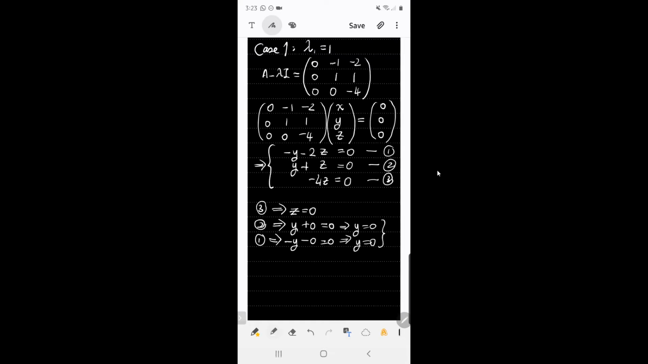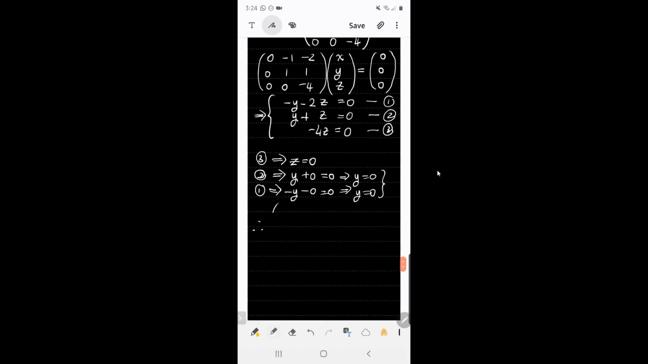Therefore, our solution is x, y, z, and this is the vector x, y, z, now in the form y equals 0, z equals 0. Only x we have no clue about. That means x can be any number. x can be 1, x can be negative 1, x can be pi, x can be negative pi, x can be e, x can be negative e. So x can be any real value. So I just put it back as x.